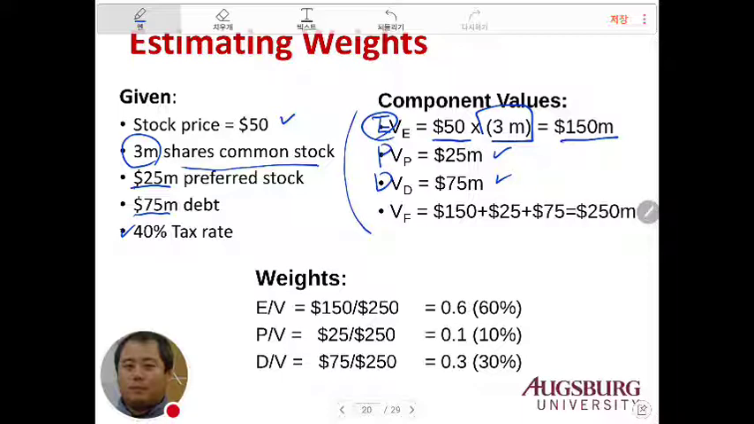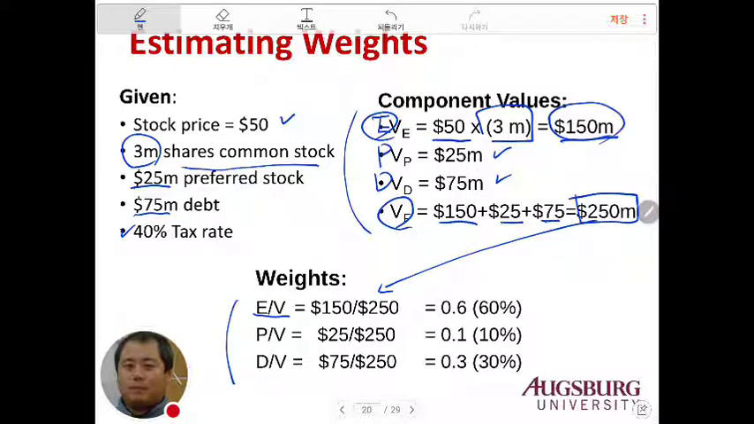And the preferred stock value is given, $25 million. So our total market value of the firm is $150 million plus $25 million plus $75 million, which is $250 million. So that's the value of the firm. In fact, the weight of equity is $150 million divided by the market value of the firm, $250 million, so 60%. Preferred stock P, $25 million, divided by V, $250 million, is 10%. And the weight of D, the debt, $75 million, and $250 million again, V, is 30%.